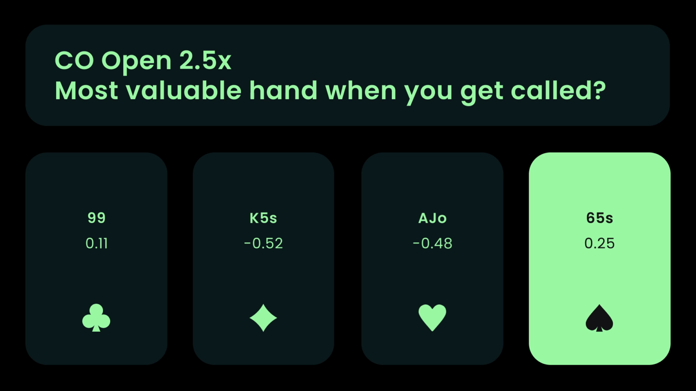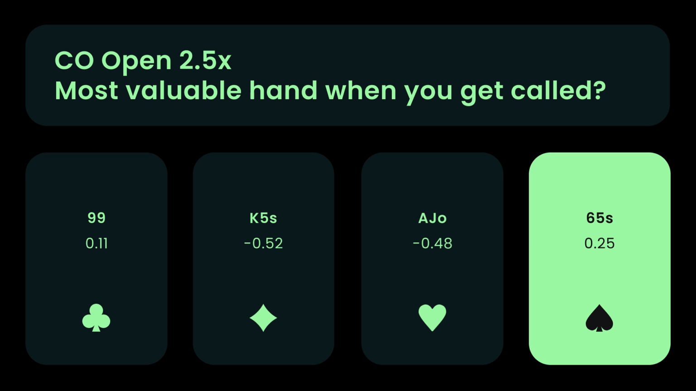Well, it turns out to be 6-5 suited in this case. And you can see that our EV when called has gone way down, right? And this is because we're opening a tighter range. We expect to get called by tighter ranges. So even 9s not super valuable. Ace-Jack offsuit actually losing money in a lot of cases.